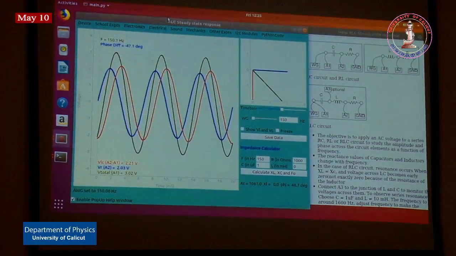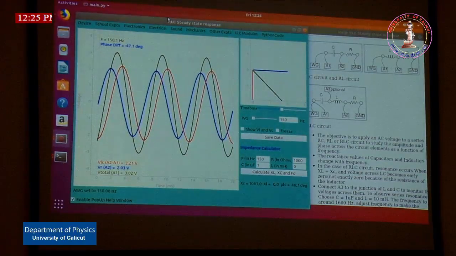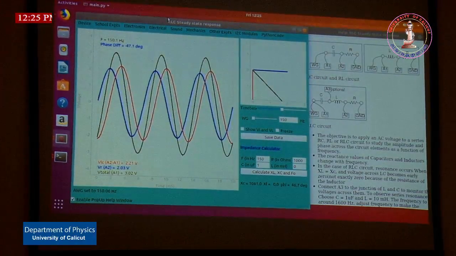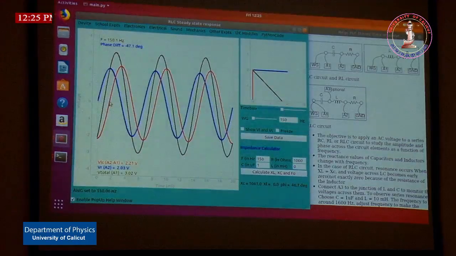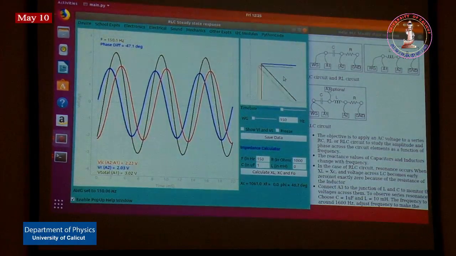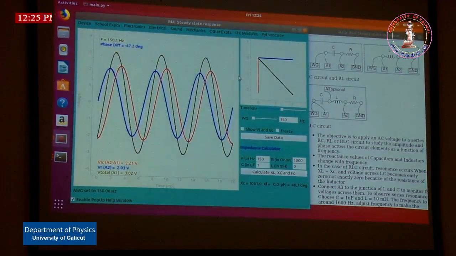And what is red? Red is the voltage across the capacitor. So you can easily see from here, when the voltage across the capacitor is at 0, the current is already up at the peak, 90 degrees. So from this picture itself you can see that current is leading.